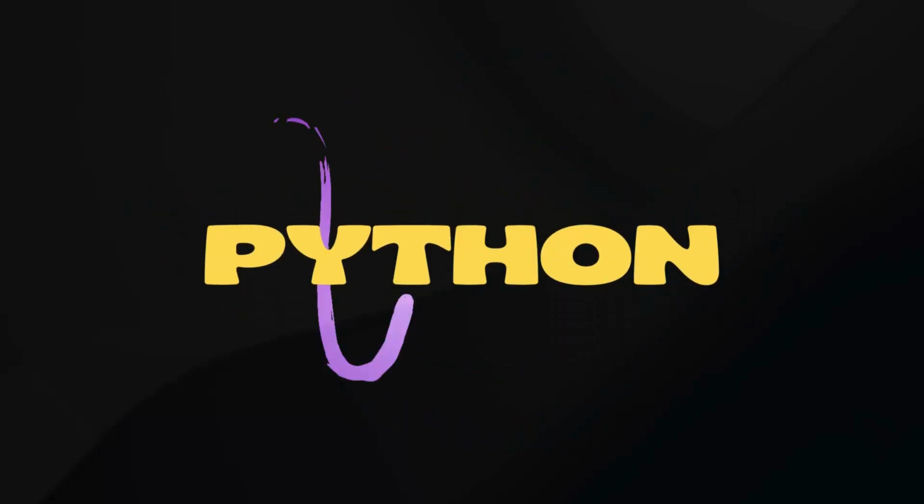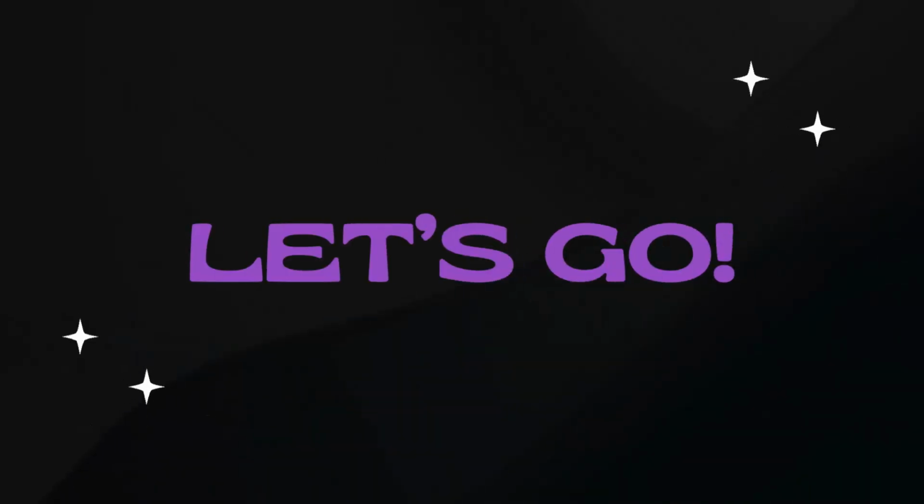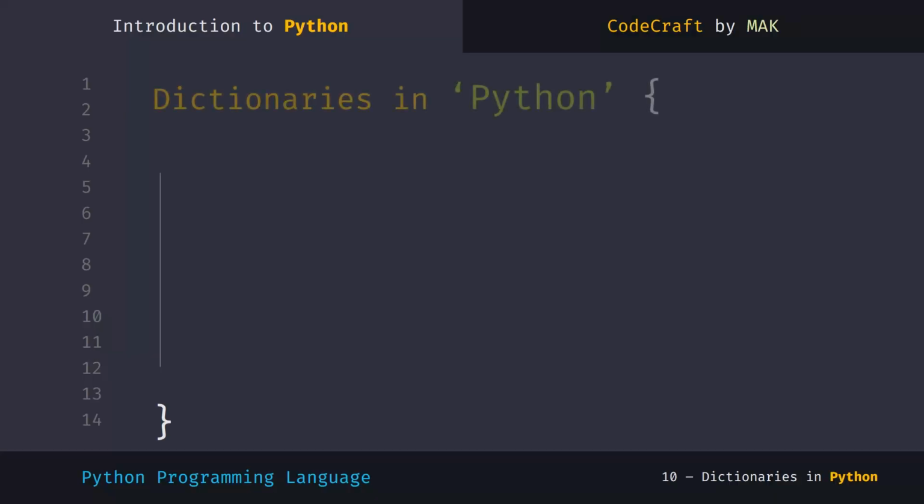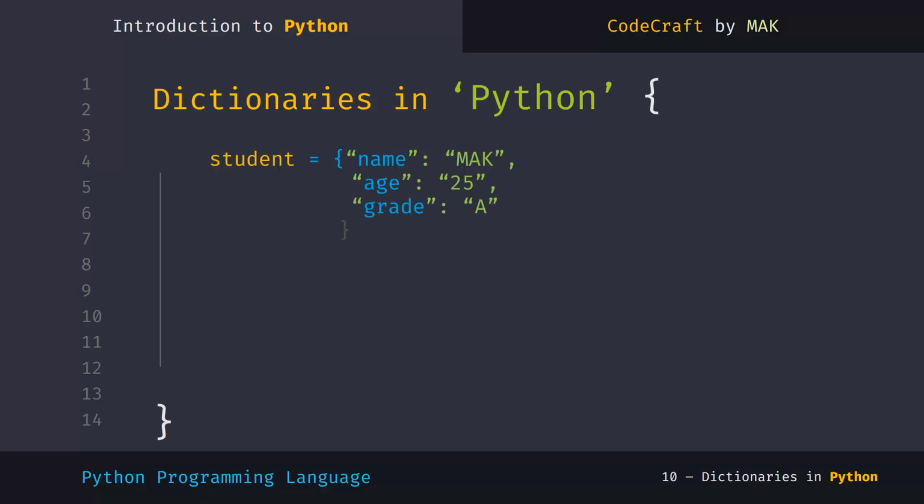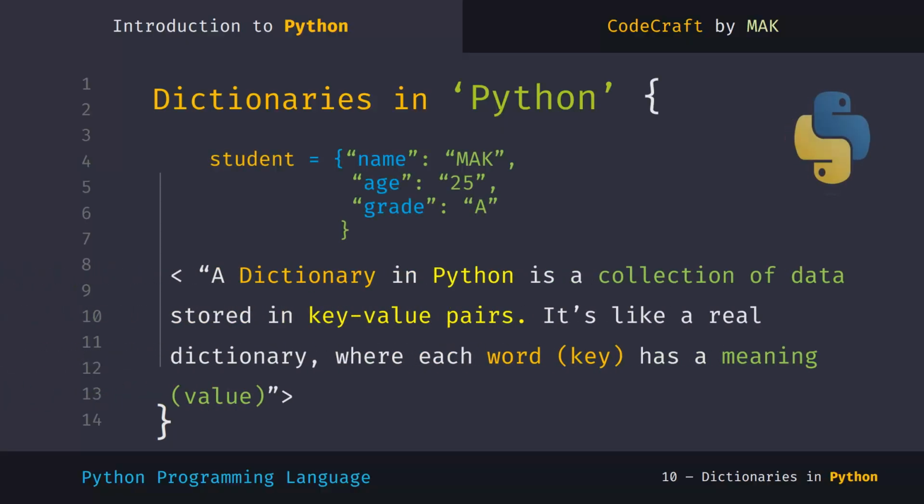In the last video, we explored tuples in Python, immutable collections. Now it's time to learn about one of the most powerful data types in Python, that is dictionaries. A dictionary is a collection of data stored in key value pairs. It's like a real dictionary where each word has a meaning.